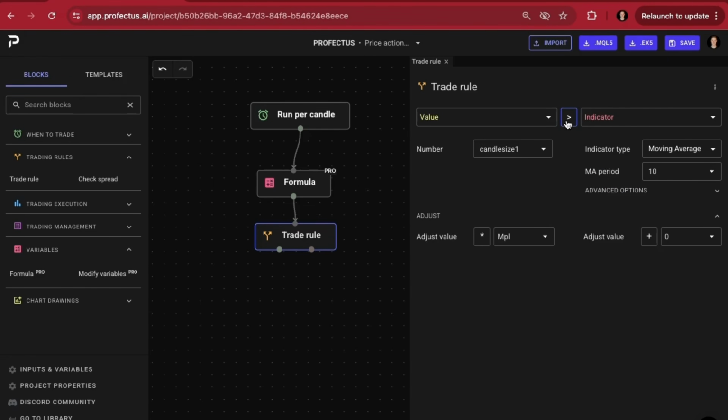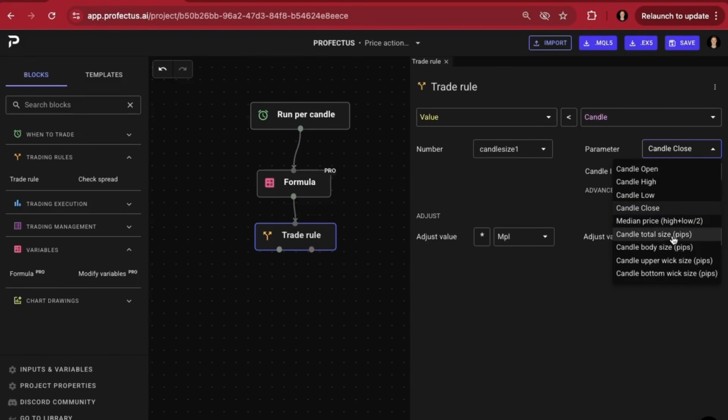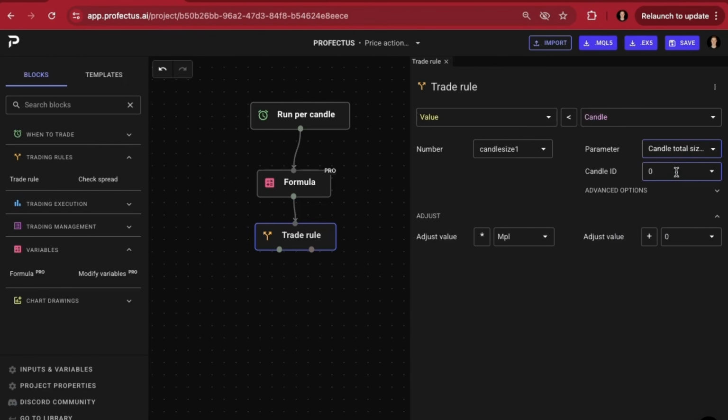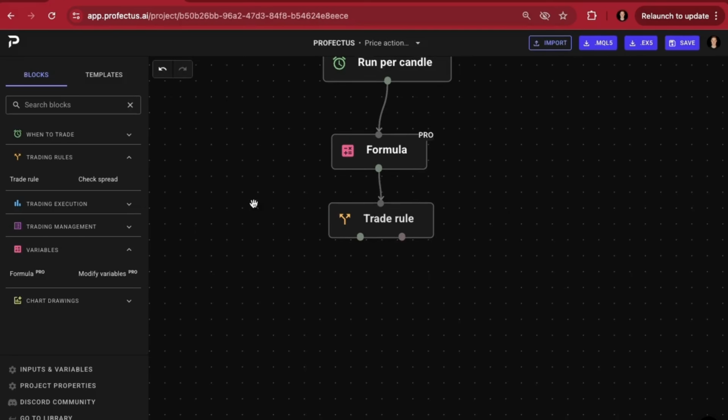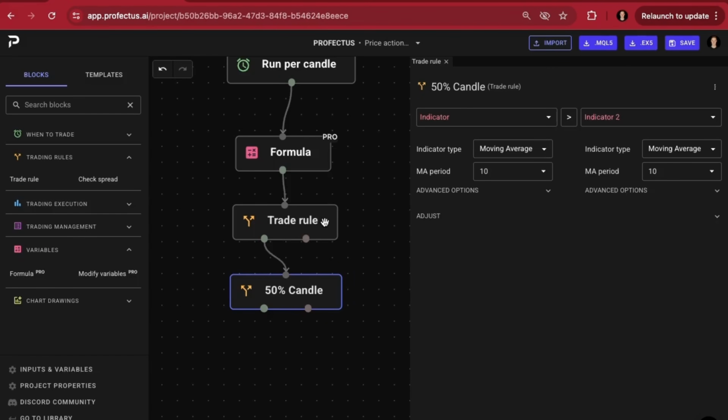So this one has to be smaller than the candle total size. Here again, we pick the candle from the list, the candle total size in pips from the candle ID number 1. So one candle before, not two candles before. We close that one. And now it's about checking: do we have a so-called 50% candle, an imbalance candle, as we have learned just before. So we take the trade rule block again, connect it like this, and call it the 50% candle.